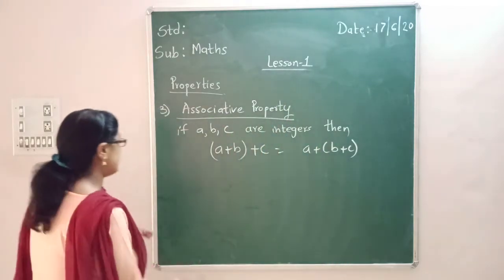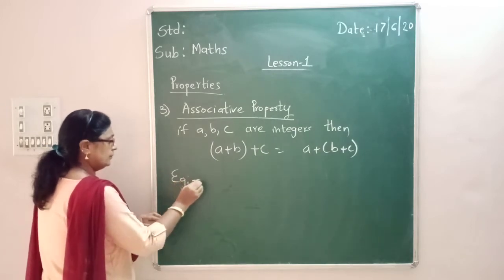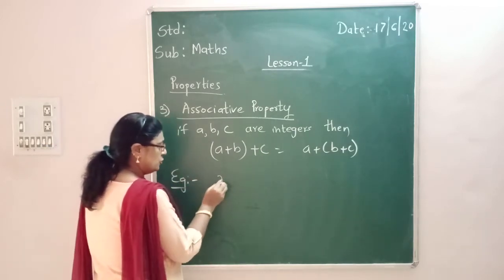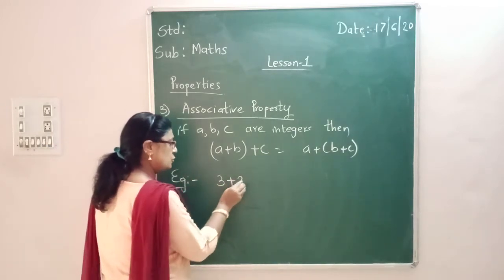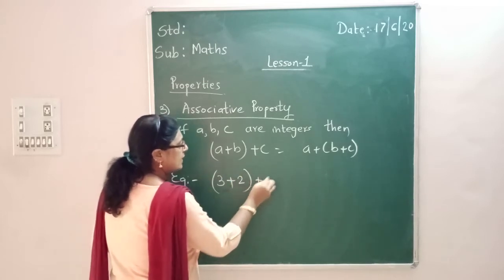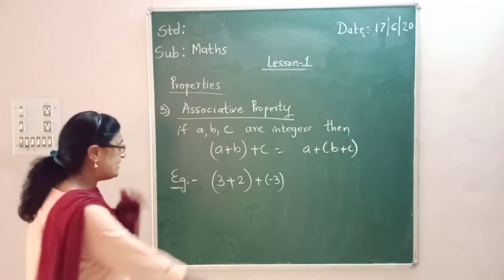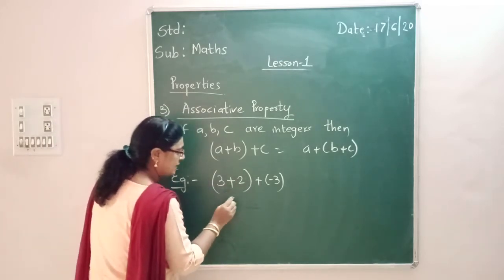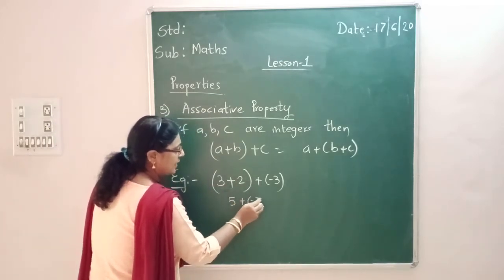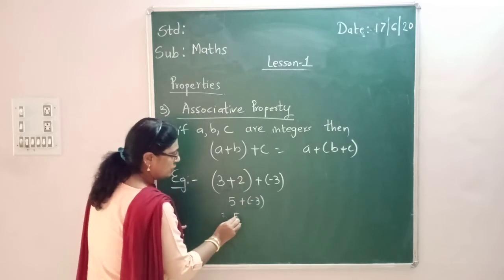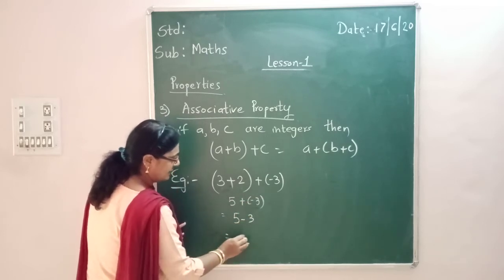Let us see with an example. Suppose A is equal to 3, B is equal to 2, and C is equal to minus 3, suppose. Okay, so first I do this. So 3 plus 2 is 5. 5 plus minus 3, that is equal to 5 minus 3, that is equal to 2.